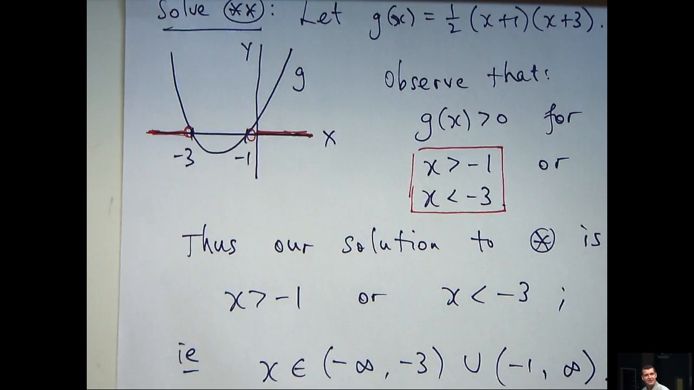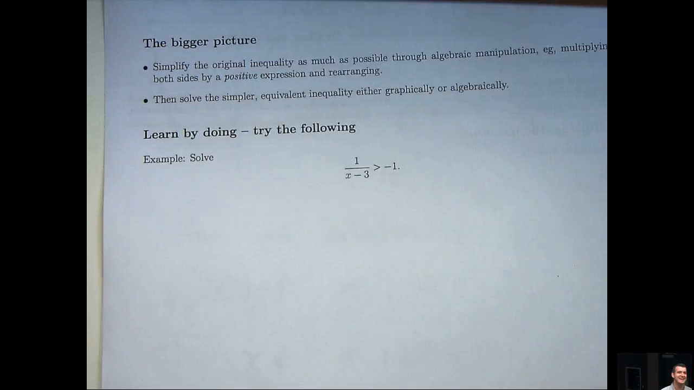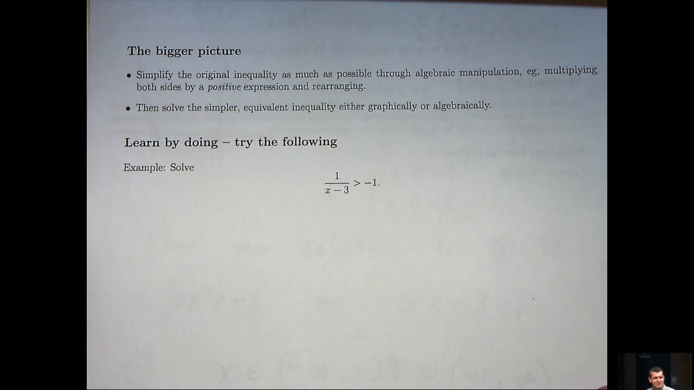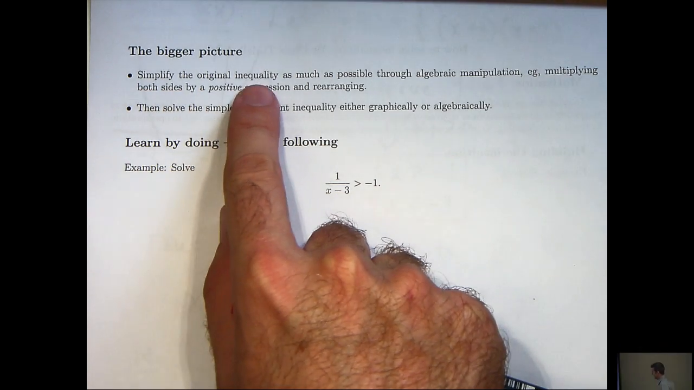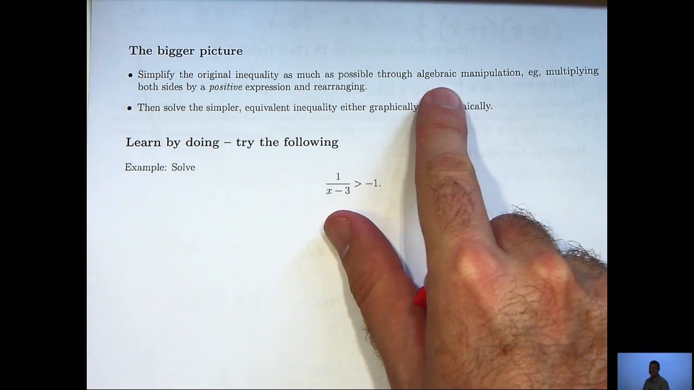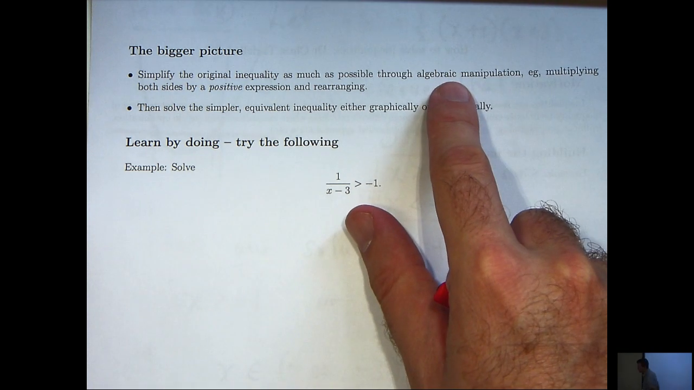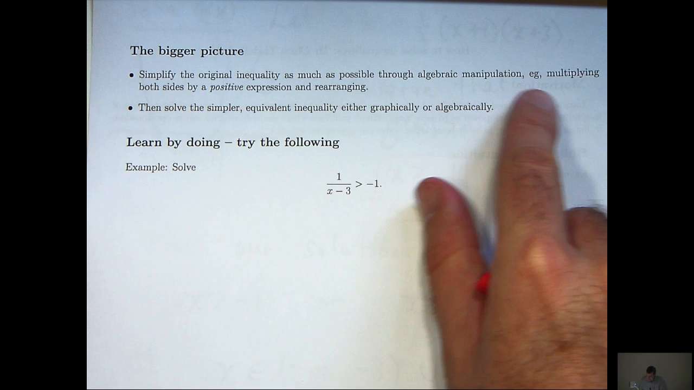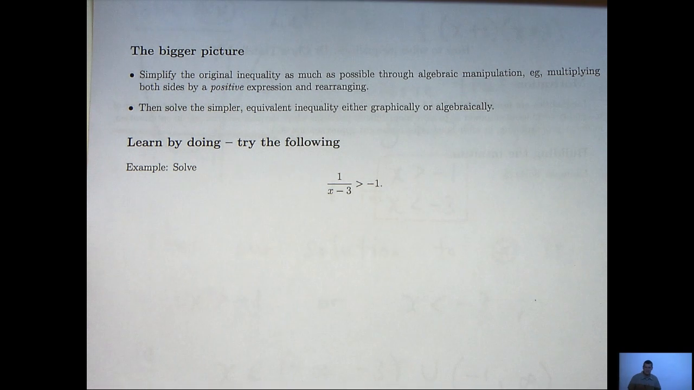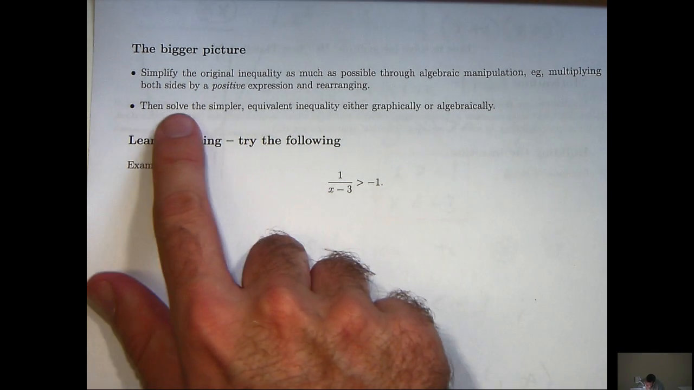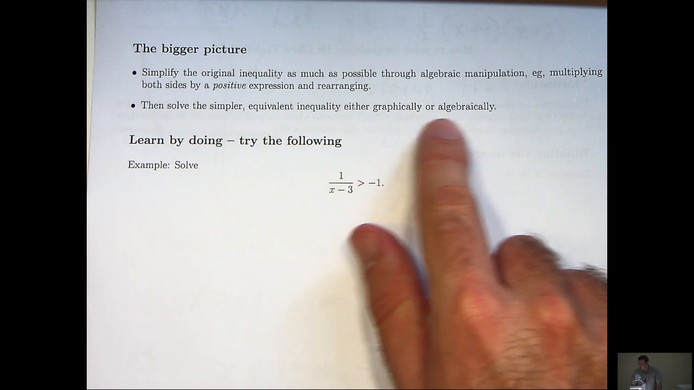All right, so let's look at the bigger picture though. What are some of these techniques that will work on general problems? Okay, well, basically I'm just going to talk about the method. The idea is to simplify the original inequality as much as possible through algebra. Okay, you want to manipulate it algebraically to form something simpler. In this example, I multiplied both sides by a positive expression and then rearranged. It's important, if you want to keep the original inequality sign, you need to multiply through by something that is positive. And the second step was to solve the simpler equivalent inequality either graphically or algebraically.